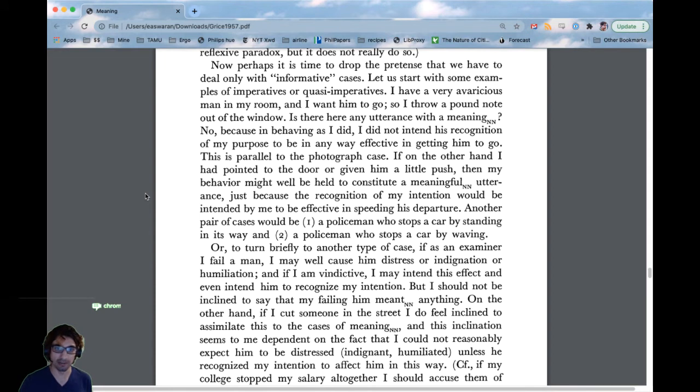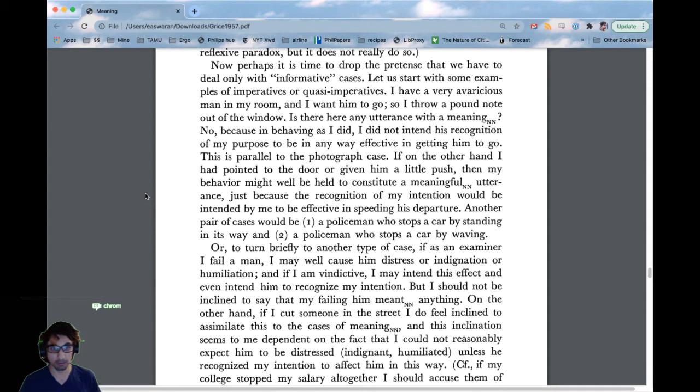This is parallel to the photograph case. If, on the other hand, I had pointed to the door or given him a little push, then my behavior might well be held to constitute a meaningful utterance, just because the recognition of my intention would be intended to be effective in speeding his departure. If I just point at the door, that's not going to get someone to go unless they recognize that I want them to go. If I just push him a little bit, that won't make him move unless he recognizes that me pushing him is intended to mean get out of the room.